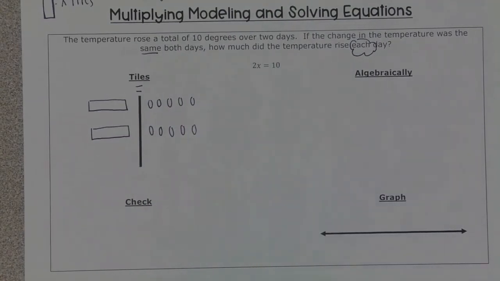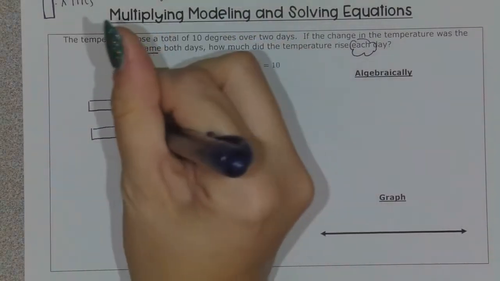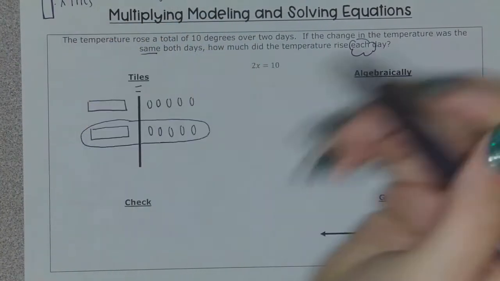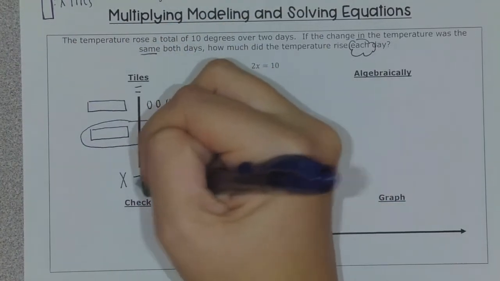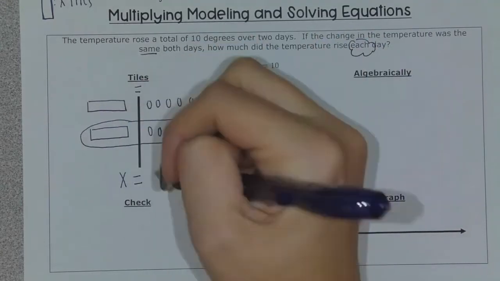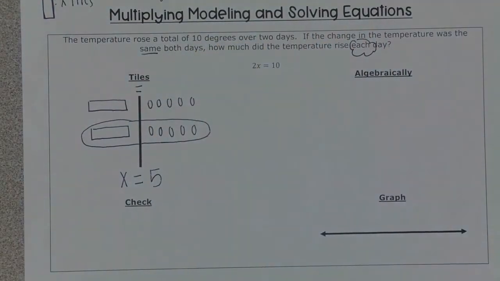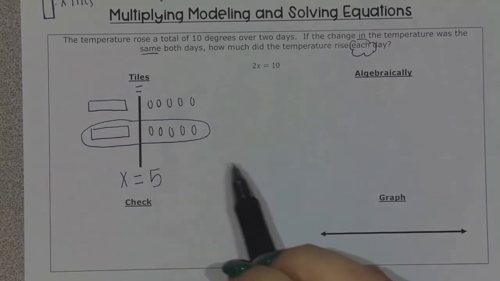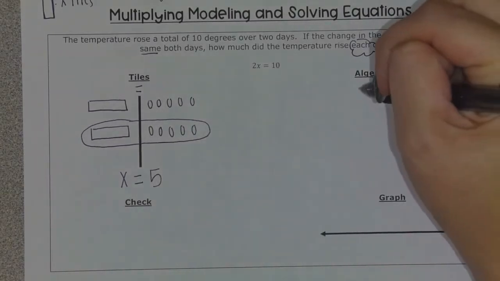Now my answer is going to be just what 1x is worth. So I'm going to circle 1x and everything that is in the same line. So I have x equals 1, 2, 3, 4, 5. So one of those x's equals 5, which would make sense, since then 2 of them would be 10. So let's look at how we would solve this algebraically.